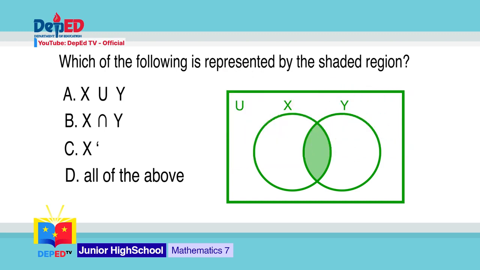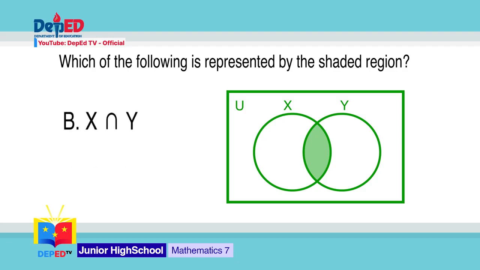So, what is your answer? Right! The correct answer is letter B. The shaded region is the area where these circles overlap. This is called the intersection of the two sets, X and Y.